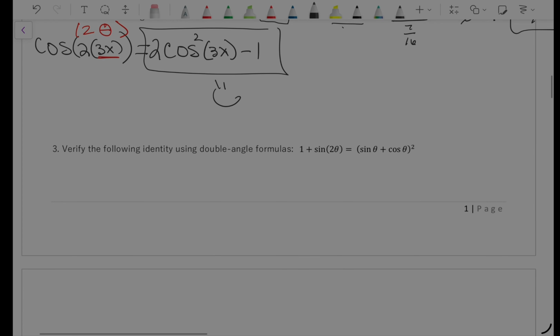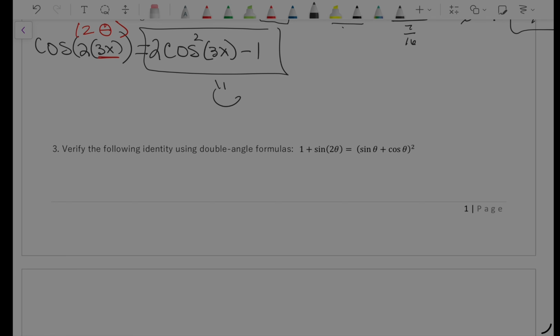Next, verify the following identity using double angle formulas. Remember, verifying is we manipulate one side until we can get it to equal the other. So now there's a lot of kind of guessing and then checking that goes along with this. I typically sometimes pick the wrong method, and then sometimes, since I've done it so much, pick the correct method. So it's really the more you do, the better you get.